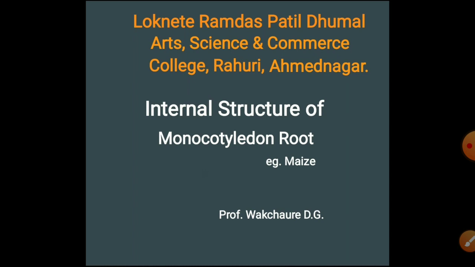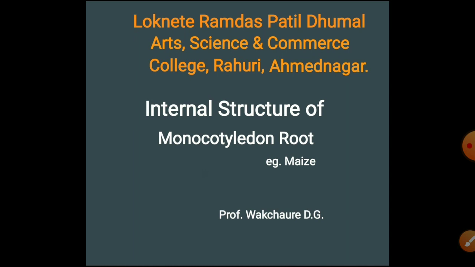The structural difference between the dicotyledon root and monocotyledon root lies in the total number of vascular bundles. In the dicotyledon root, as we have discussed, there are radial vascular bundles, and the number of radial vascular bundles is either 2, 3 or 4. Diarch to tetrarch condition is seen in the dicotyledon root.